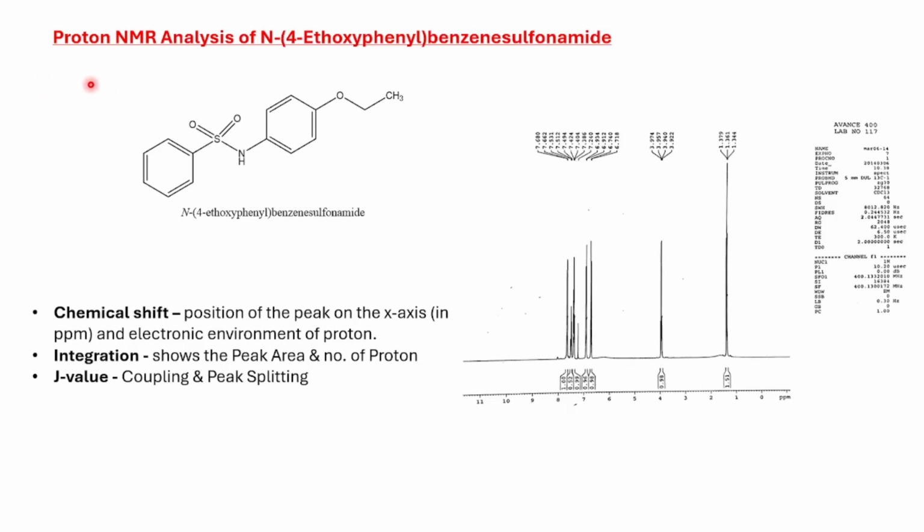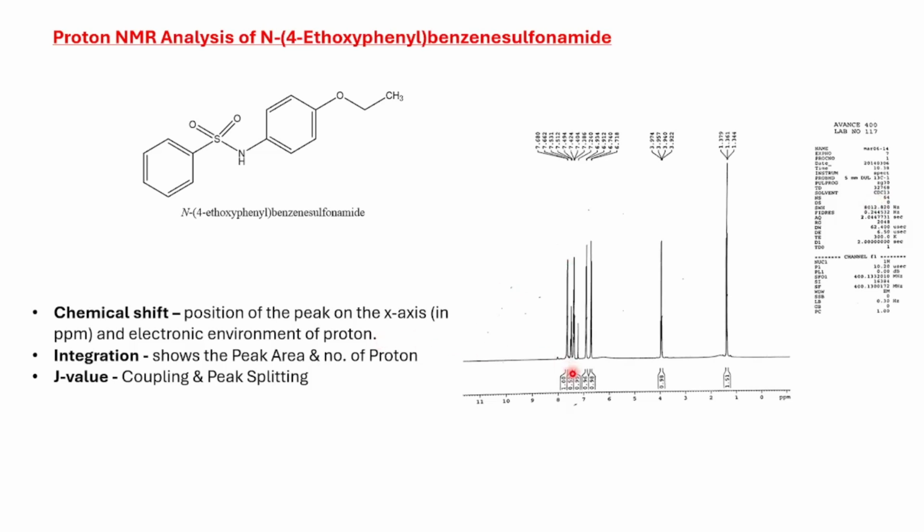We will discuss the proton NMR analysis of N-4-ethoxyphenyl benzene sulfonamide. Here is the compound. Actually, this compound is prepared in the laboratory by the reaction of benzene sulfonyl chloride with 4-ethoxyaniline. Here's the actual spectrum of the sulfonamide. The right side tells us on which instrument the spectrum was taken. It was taken at 400 megahertz and the solvent used was CDCl3.